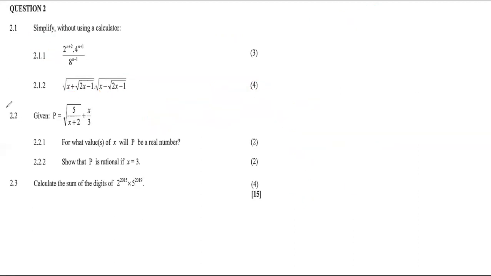All right, here 2.2, given p is that. For what values of x will this thing be a real number? So first of all, whenever we have square roots, we know for us to have real numbers, we want whatever is inside the square root to be positive. That's it, for us to stick to the set of real numbers.